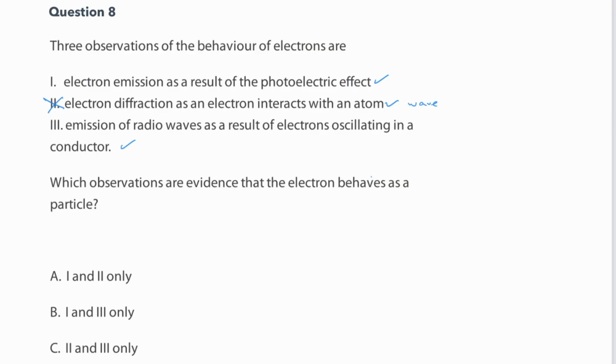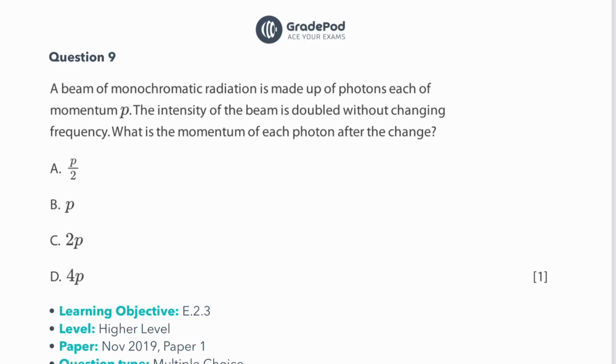Electron emission as a result of photoelectric effect, that looks like a particle. You can actually envisage the particle being released from the photoelectric surface. And emission of radio waves as a result of electrons oscillating in a conductor. Well, electrons oscillating sounds like something a particle would do, so I think 3 is good. So I'm going to go with 1 and 3. B. Question 9. A beam of monochromatic radiation is made up of photons, each of momentum p.